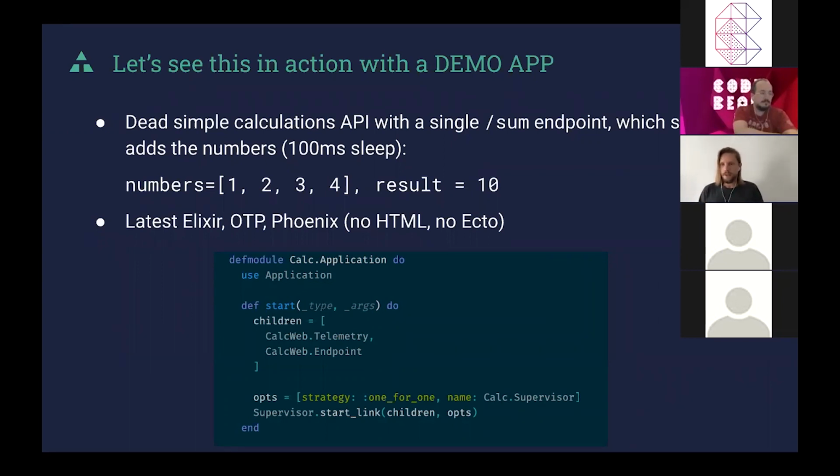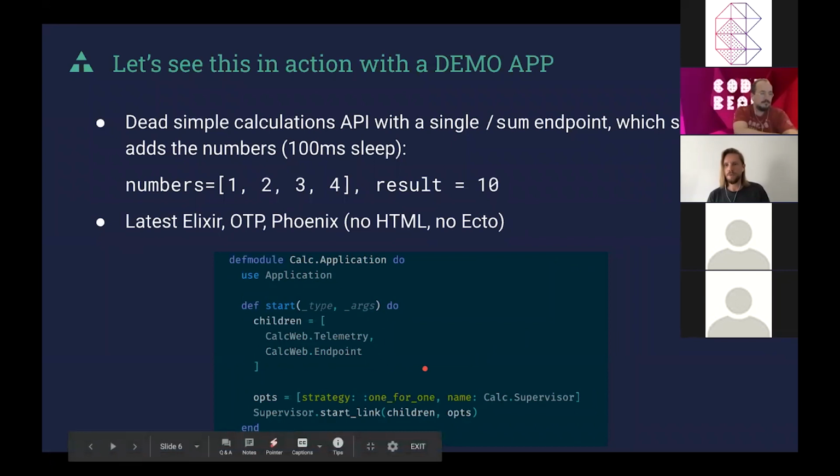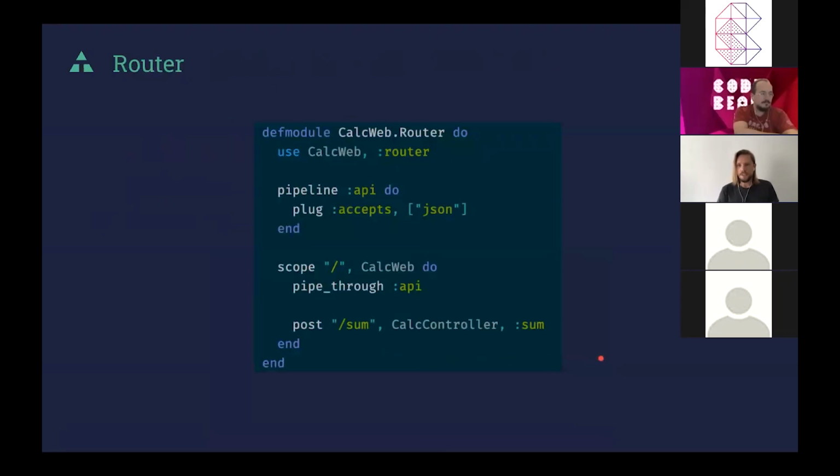And I created the app about a week ago using the latest Elixir, the latest OTP, and the latest Phoenix. There's no HTML, no Ecto. And as we see, the application is called Calc. The top supervision tree is trivial, pretty much just telemetry and the endpoint. The router is equally simple. It only has a single route, calling the controller.